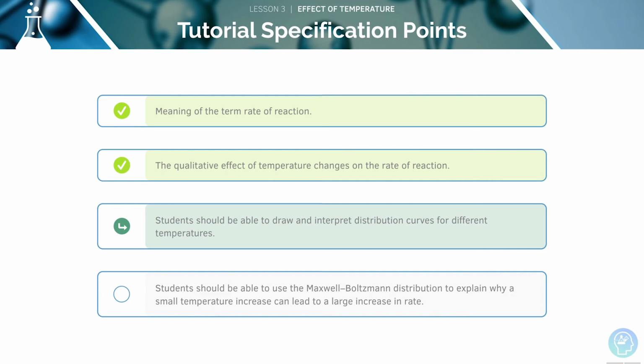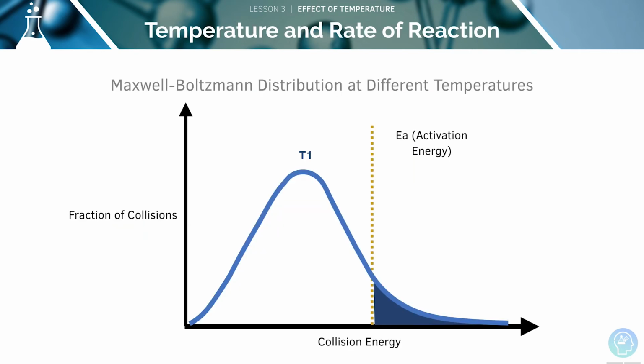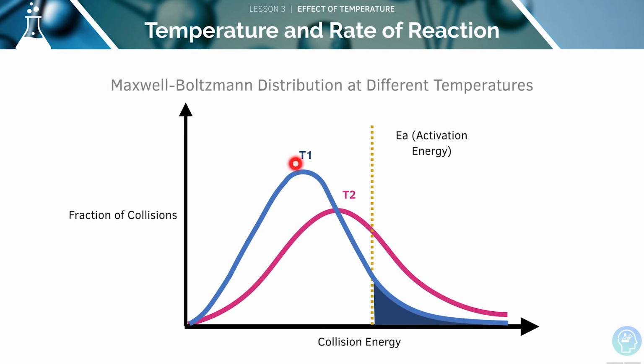Now, let's cover the drawing of distribution curves. This figure shows how a Maxwell-Boltzmann distribution will change at different temperatures. You should be able to explain why the rate of reaction increases when the temperature increases by using the Maxwell-Boltzmann plot to help you. Here, we can see two temperatures, T1 and T2. T1 is a lower temperature than T2, and we can see the shaded area on the graph to the right of the activation energy is the number of particles able to react.